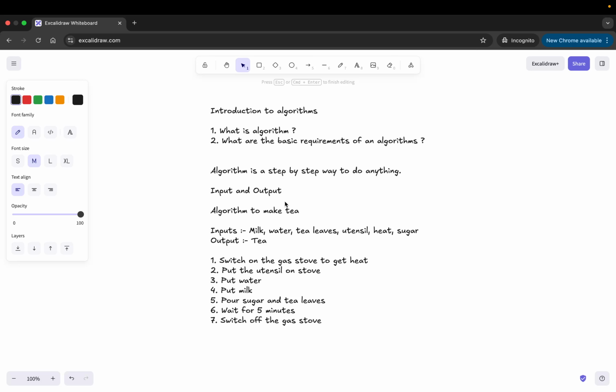In this example, if we put milk, water, tea leaves, utensil, heat, sugar in the steps that we have provided, 1, 2, 3, 4, 5, 6, 7, you will always get tea. It's not that you will get coffee with this set of inputs and this set of steps. So given the same set of inputs and the same set of steps, you get the same output. That's what an algorithm is.